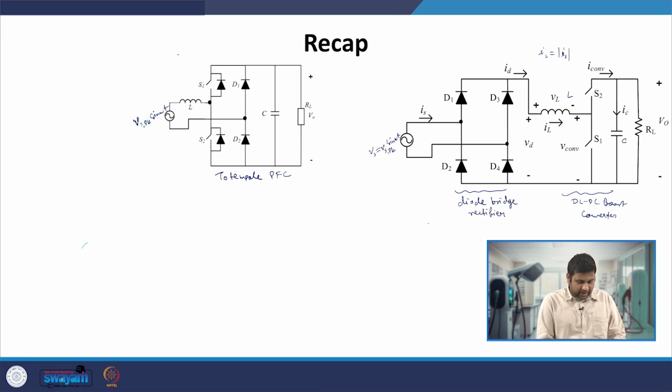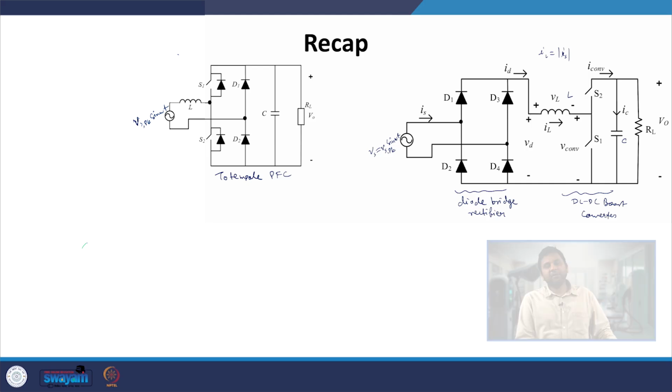In the previous discussions, we have seen boost converter based PFC converters, where we have a diode bridge rectifier in the front end, followed by a DC-DC boost converter. We can ensure the current drawn from the source is sinusoidal by ensuring that the average variation of this ID has the rectified variation. If we ensure this, then automatically the current drawn from the source is also at unity power factor, or a sine wave having zero phase angle between the current and the voltage.